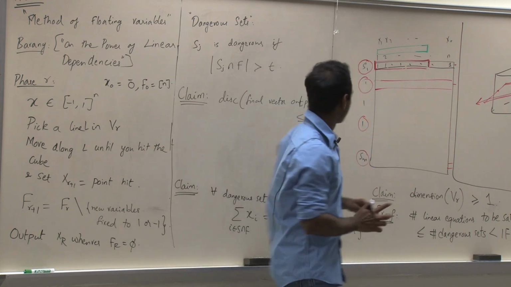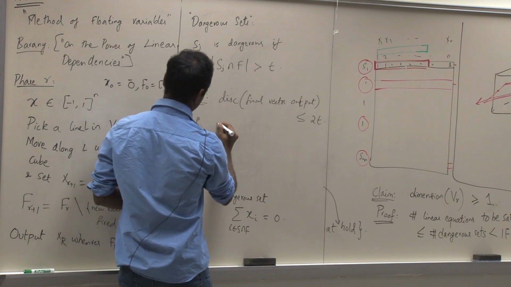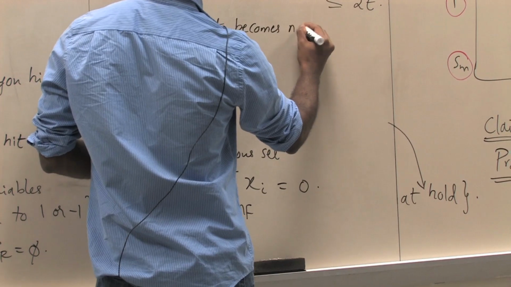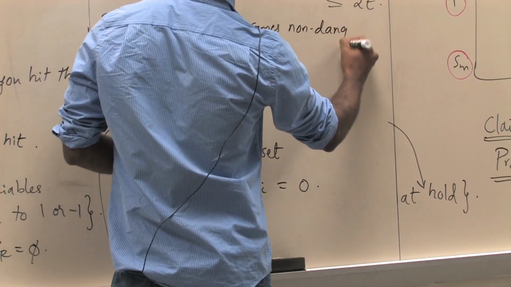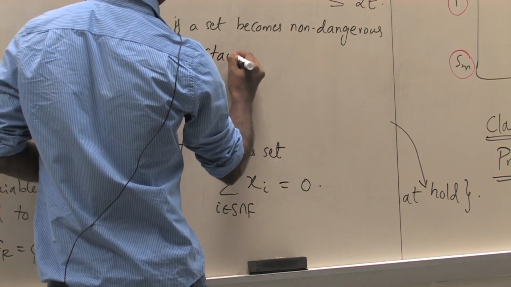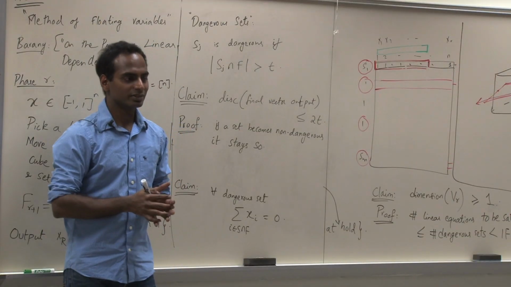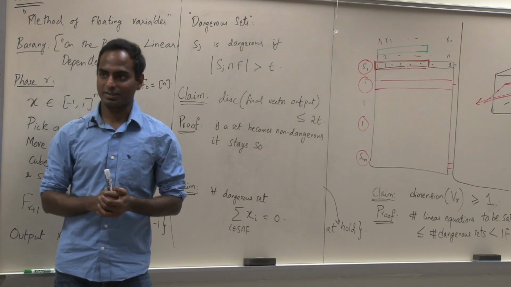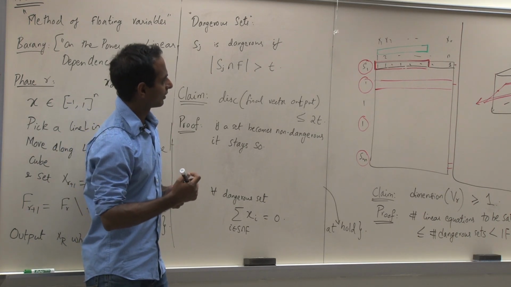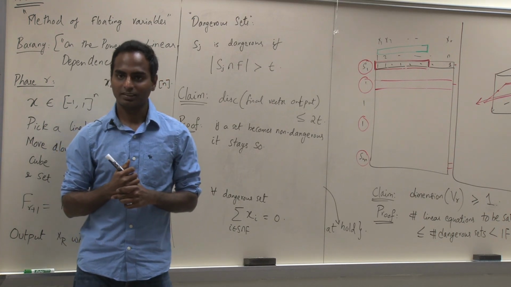So the proof is very simple. If a set becomes non-dangerous, it stays so. Once it falls below being dangerous, it never gets back dangerous again. Now what happens at the first moment, right at the time it became non-dangerous?